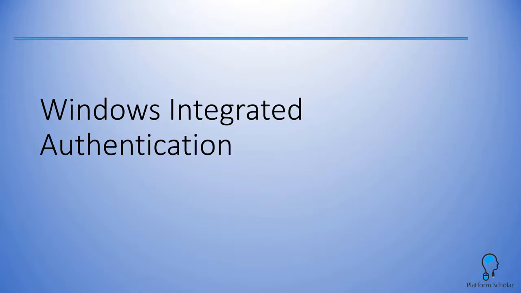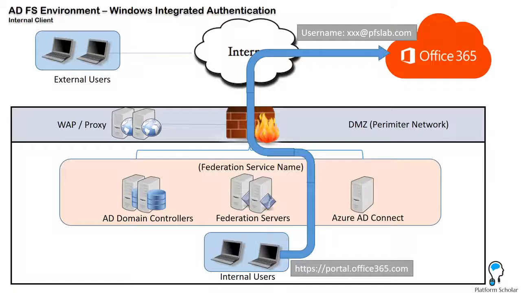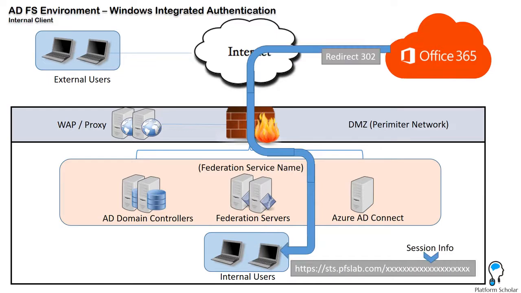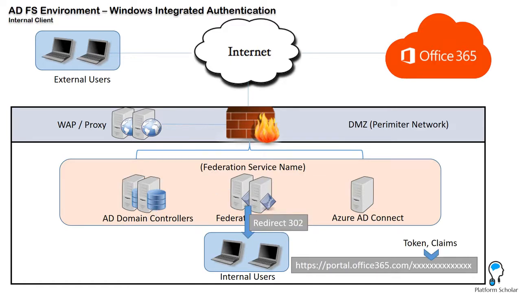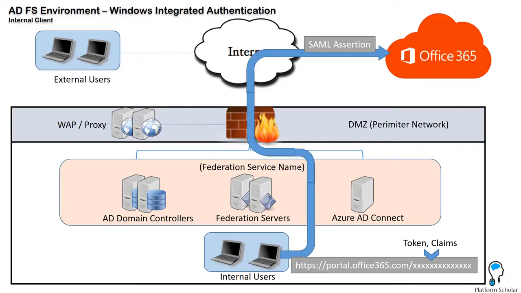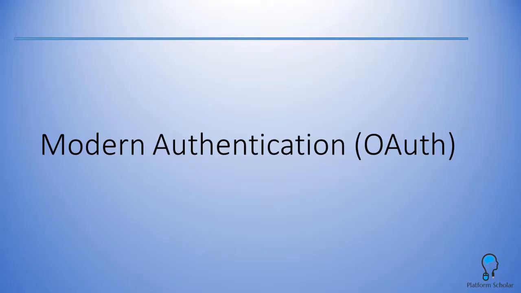In this case, we're going to be dealing with Windows Integrated Authentication. And the workflow is very similar. We travel to Office 365. We're redirected to the Federation server. This time, however, when we go to the Federation server, it recognizes that since we're a domain-joined computer and we're already authenticated to Active Directory, it doesn't even require us to put in our username and password. And it can actually use Windows Integrated Authentication or Pass-Through Authentication, and then just issue us our token and claims in a redirection URL that we then send to Office 365.